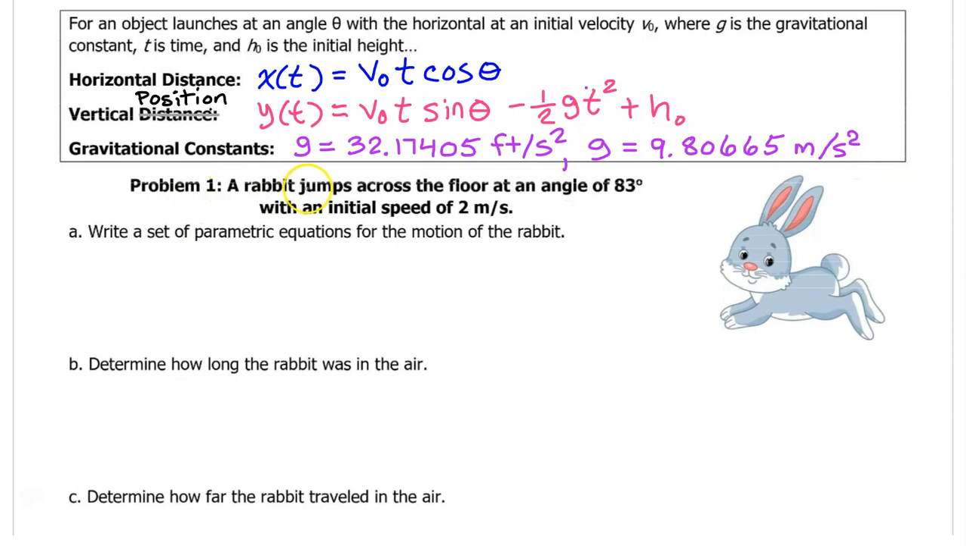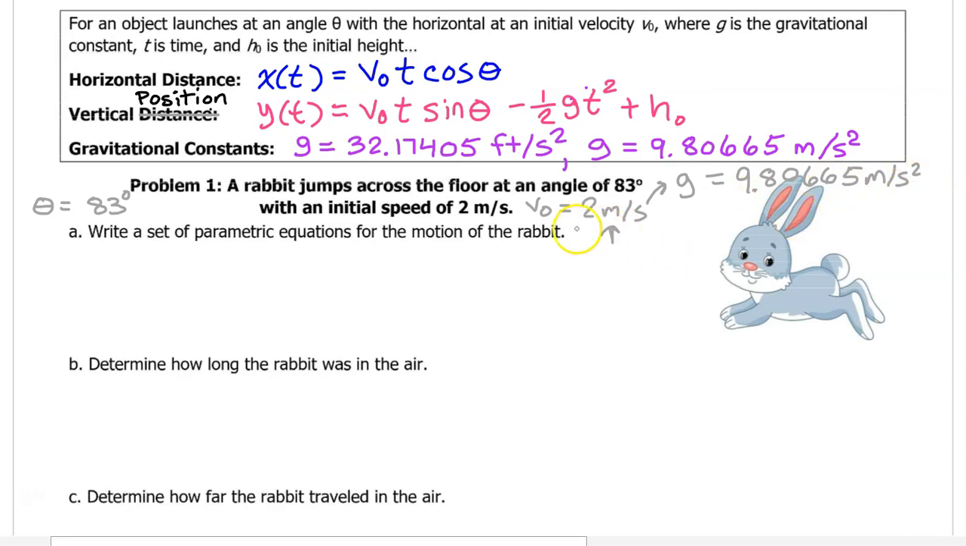Problem 1. A rabbit jumps across the floor at an angle of 83 degrees with an initial speed of 2 meters per second. So for this problem, theta will equal 83 degrees, v0 is 2 meters per second, which means that we will use the value of g of 9.80665 meters per second squared to match the meters per second.